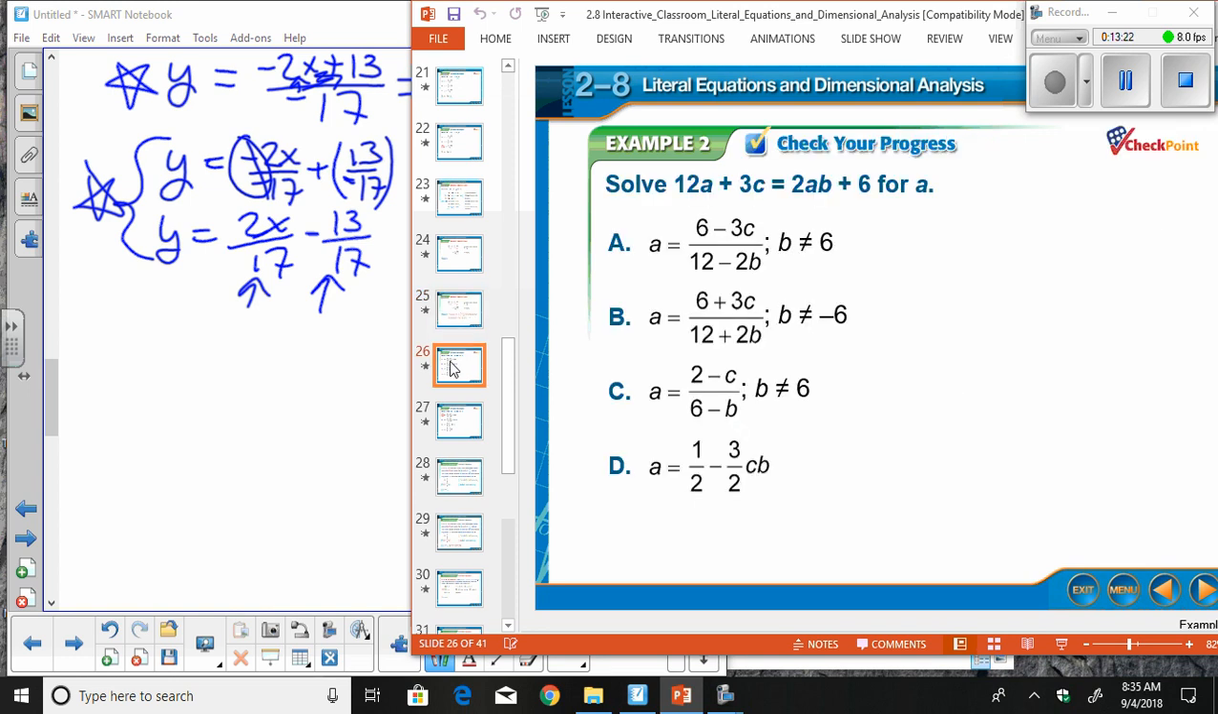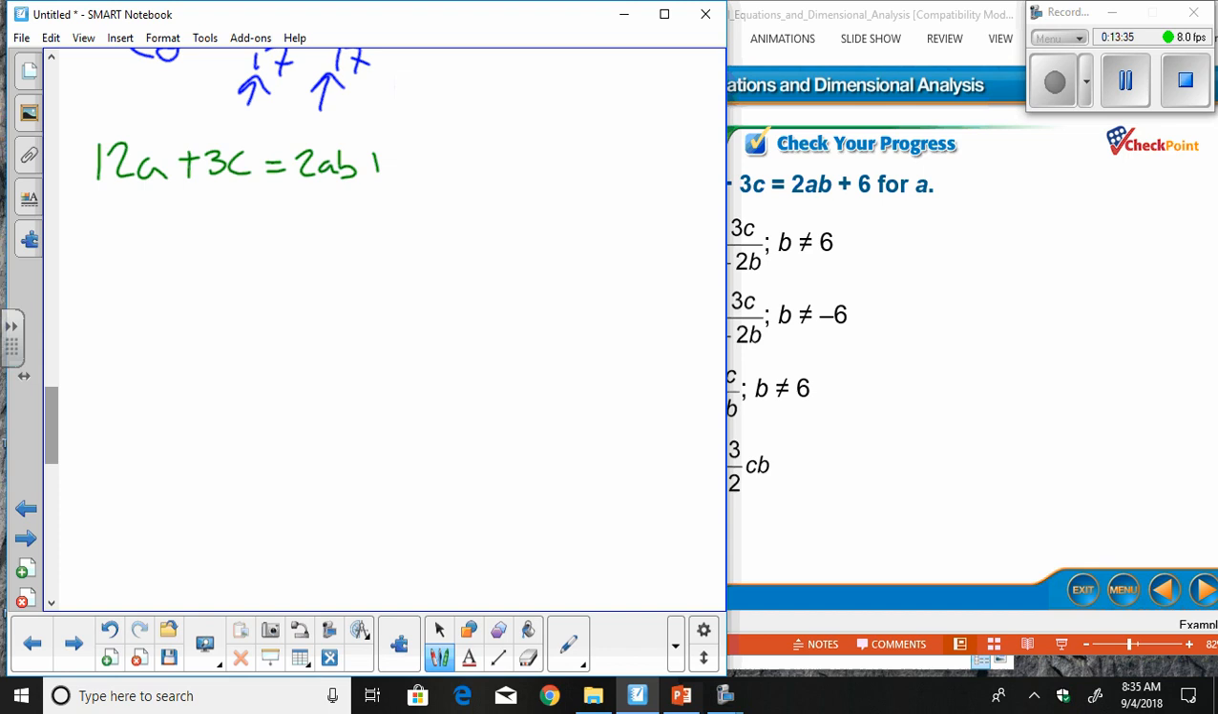So now we solve 12a plus 3c is equal to 2ab plus 6. So this is 12a plus 3c equals 2ab plus 6. And we're looking for a. So what I see first off is I have some like terms to get together. Not like terms, but kind of with those a's. I want to get those a's together. But I can't truly get them together because one's an a and one's an ab. But I can get them on the same side of the equal sign.